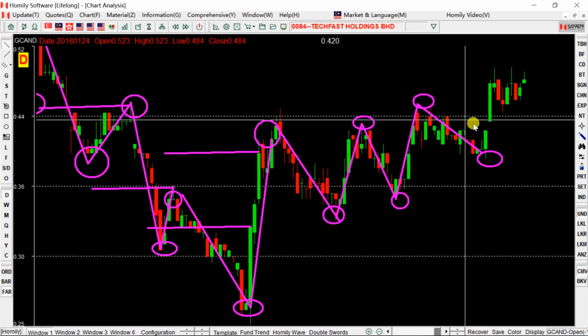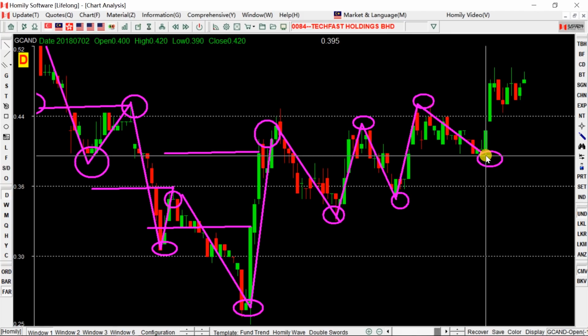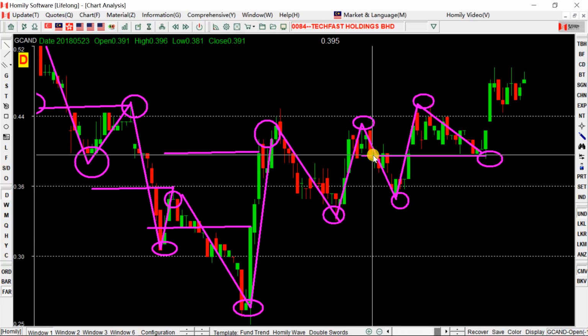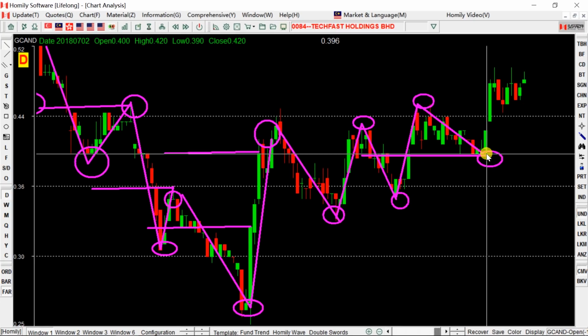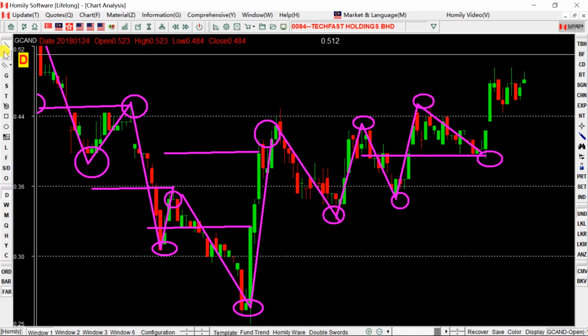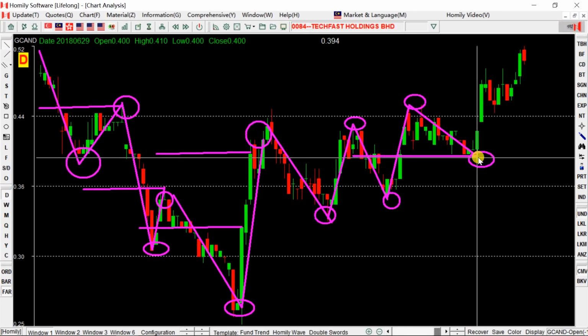But there's a thing. This new low is lower than the previous high. That means the uptrend is not strong, not stable. Let's see what goes next.